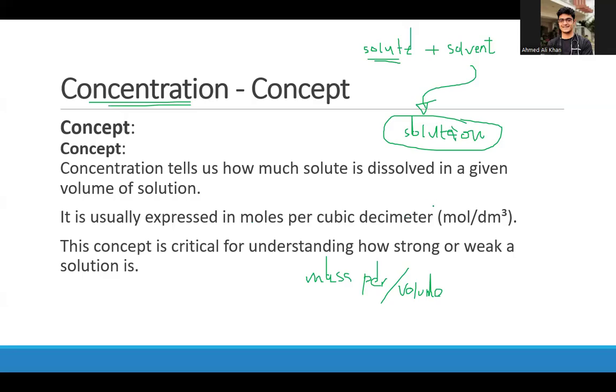In stoichiometric calculations, the concentration is usually expressed as mole per decimeter cube, right? So you'll be using that a lot in your calculations. Okay. And this concept is critical for understanding how strong or weak a solution is. So for example, if a solution has a very high concentration, it is a strong solution. And if it has a low concentration, it is a weak solution. So yeah, pretty trivial, right?